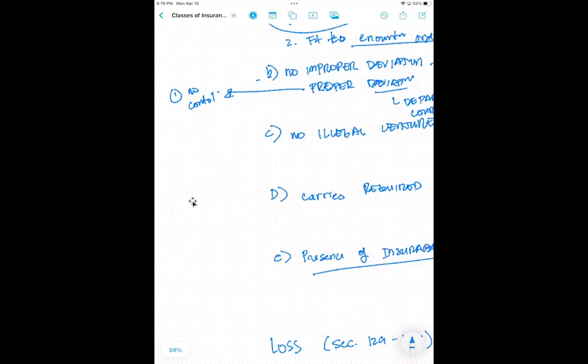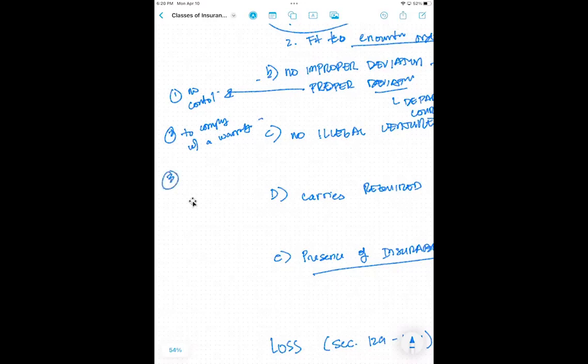Second is when the deviation must be done in order to comply with a warranty. Let's say for example, one of the warranties is the ship will not face heavy weather. At yung normal voyage, nakita sa lahat ng report na may bagyo doon, right? And because of that, nag-iba ng daan, then that is an example of a deviation to comply with a warranty.